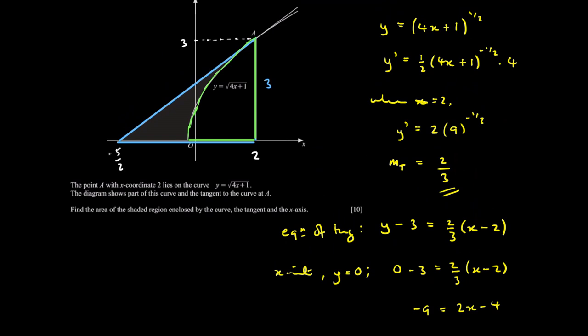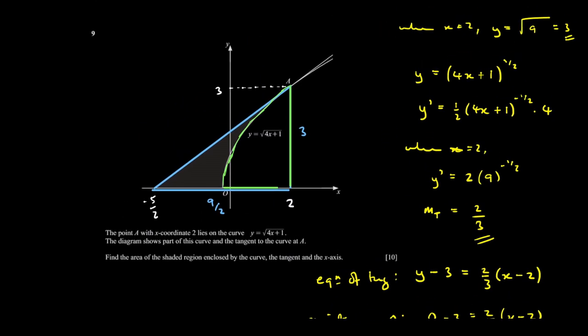And why did I want that again? Well, because I want to find the length of this base of my triangle. So this is a length of 2, and this will be a length of 5 upon 2. If I add those two together, that's 2 plus 2.5 is 4.5, or 9 upon 2. So the base is 9 upon 2.